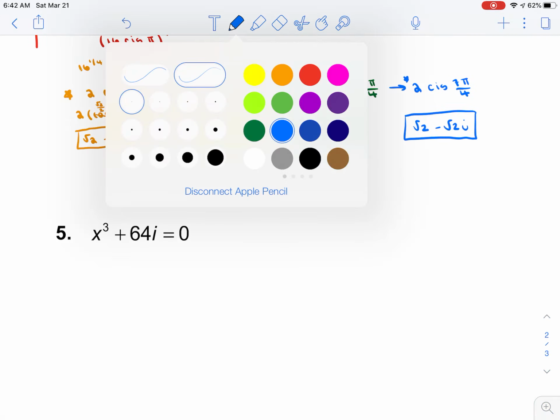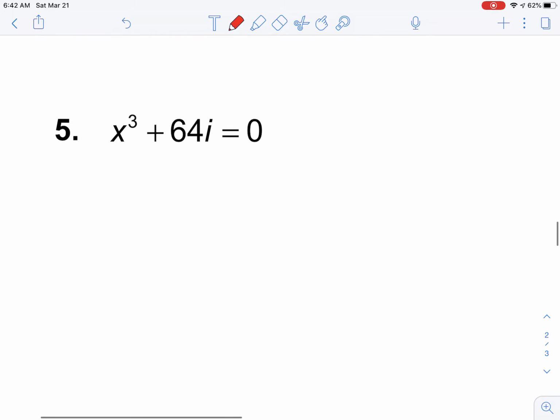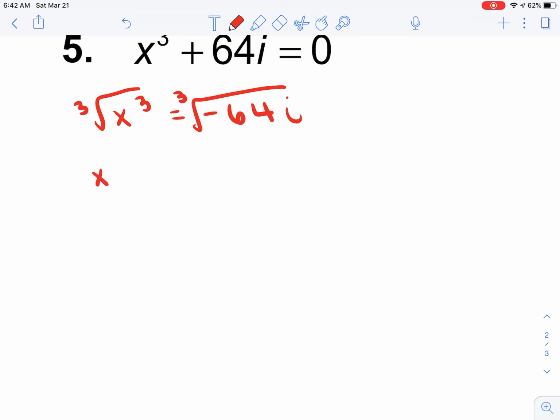Now, moving on to the next question, same idea. We want to start by getting that x cubed alone, and then we can take the cube root of both sides. So really, we want to think of this as negative 64i to the 1/3 power.